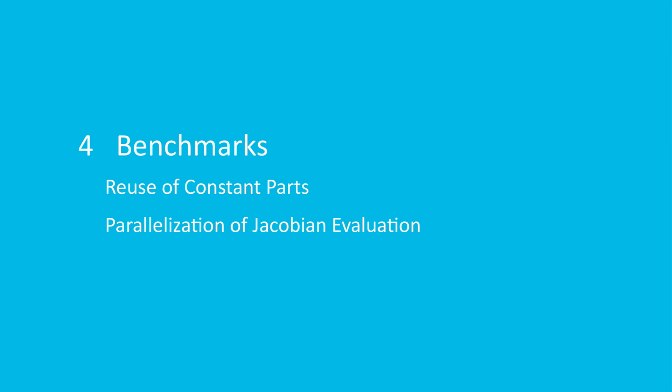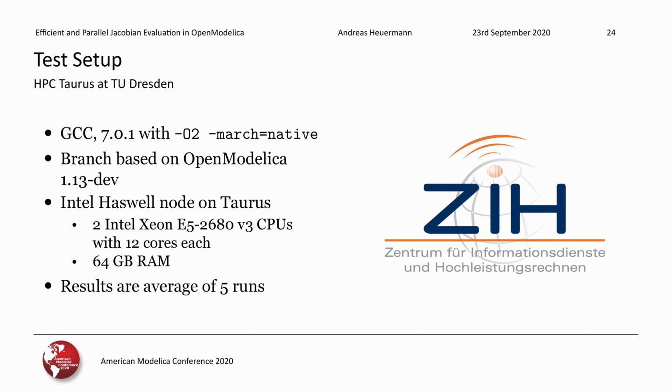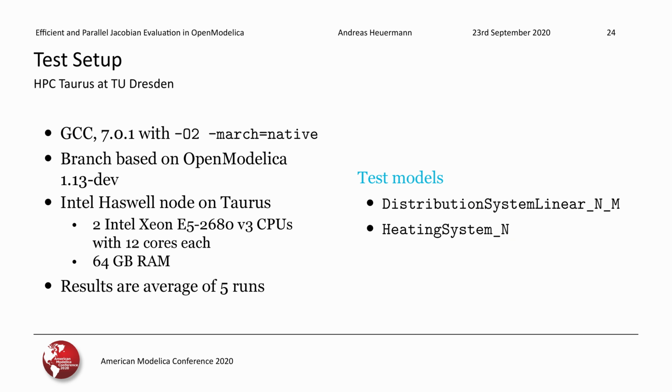Now let's have a quick look at some results for our presented approaches. We used an Intel Haswell node on the high-performance computing system Taurus at Technical University Dresden in Germany. To obtain reproducible benchmarks, we disabled hyperthreading and turbo mode and used the CPU's base frequency of 2.5 GHz. We will look at two models from the ScalableTestSuite, which can be scaled by parameters n or m.